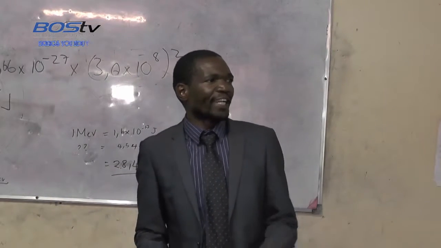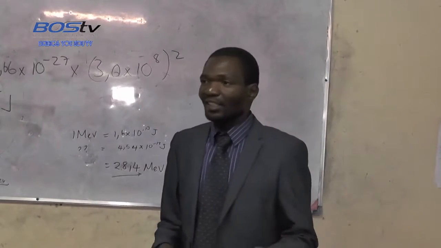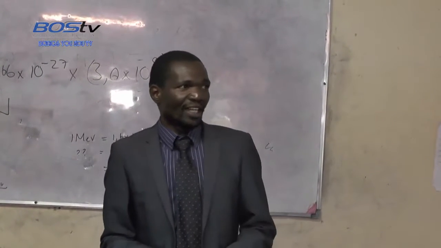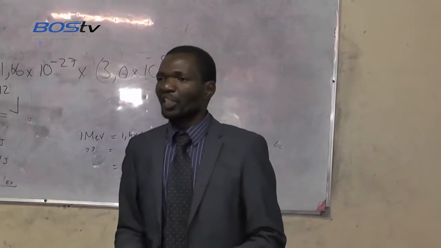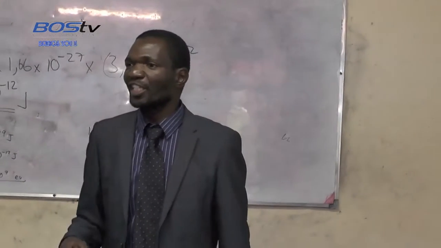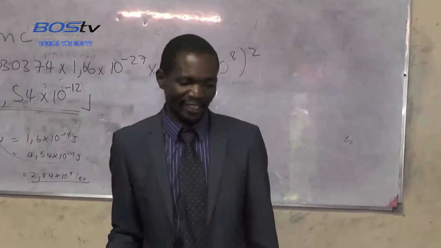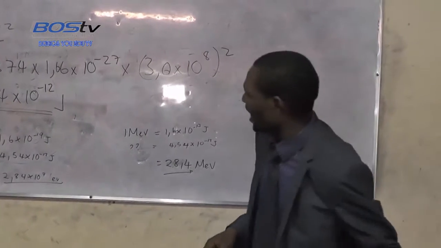Of course, we defined the rest mass. We are saying the rest mass of an object is the mass of an object or of a body when it is stationary, when it is not moving. That's the rest mass. Now, we want to look at what is known as binding energy.